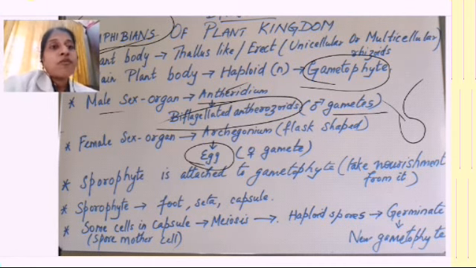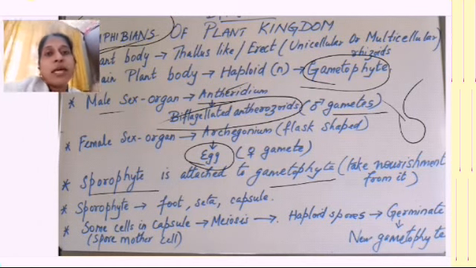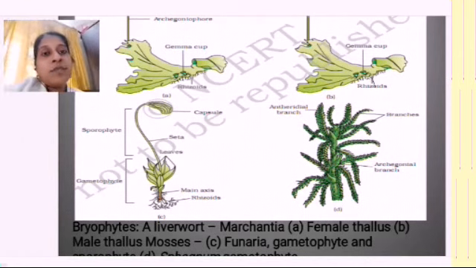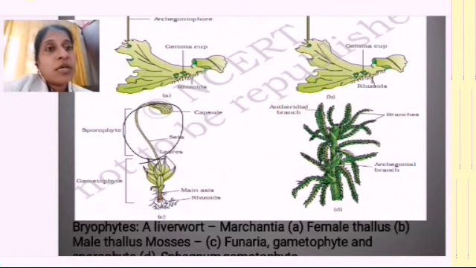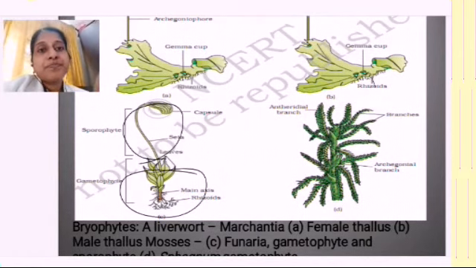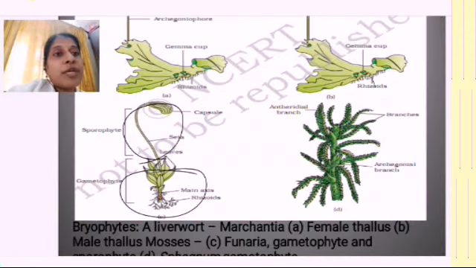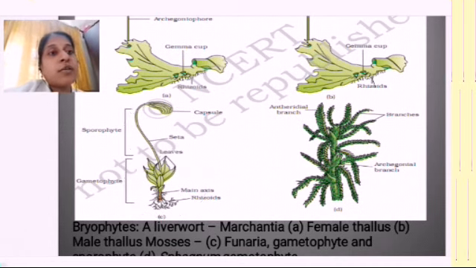Okay. Sporophyte, where is it attached? It is attached to the gametophyte. We have discussed already. So you can find the sporophyte is attached to the gametophyte. Clear? Yes. Thereafter, sporophyte is having three parts. How many parts are there in the sporophyte? What are the three parts in the sporophyte?